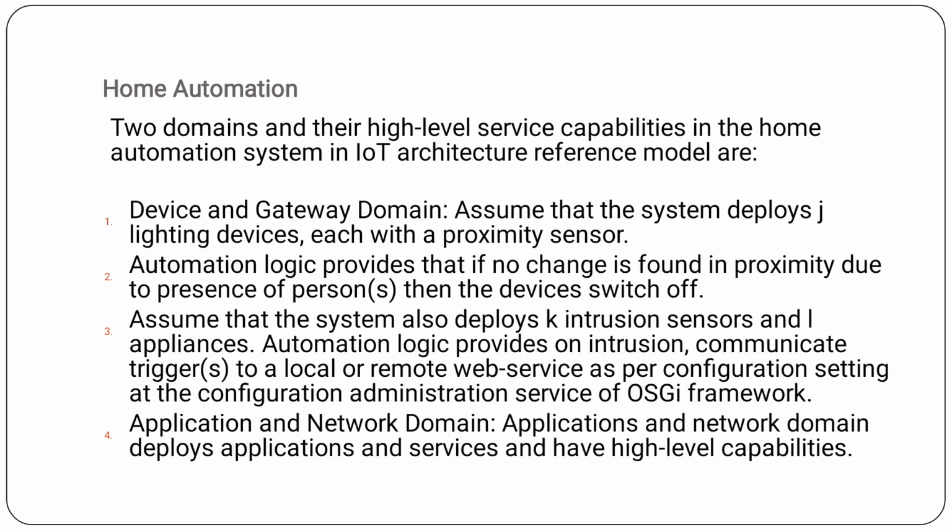Assume that the system also deploys K intrusion sensors and L appliances. Automation logic provides that on intrusion, a trigger is communicated to a local or web service as per the configuration settings, using the configuration admin service on the OSGi framework. Application and network domain: the application and network domain deploys applications and services and has the high level capabilities.